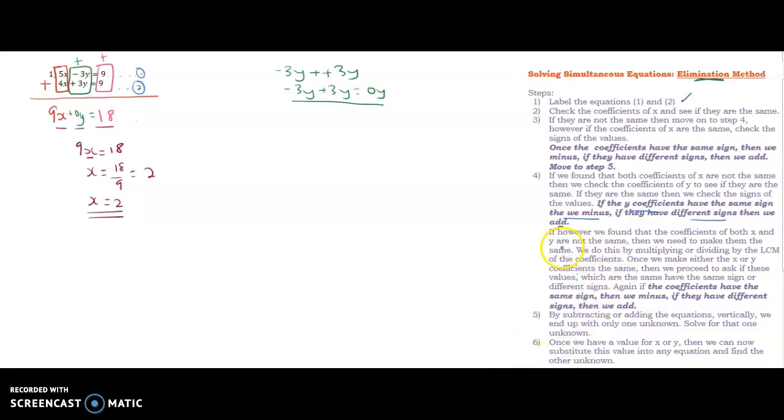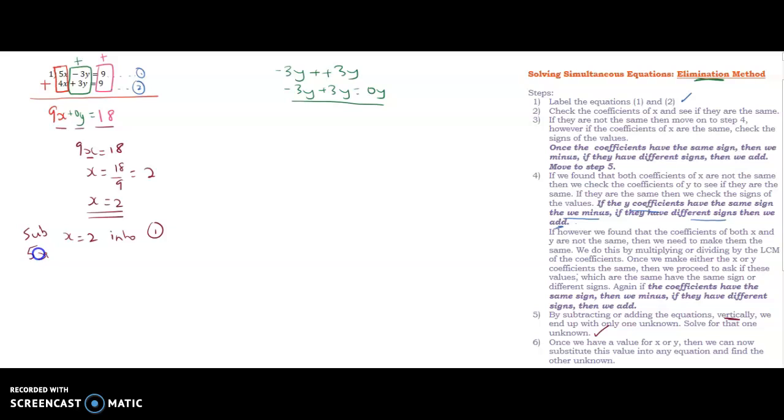So coming down here now, they said, once I'm finished with this point, I go down to this point. By subtracting or adding the equations vertically, which is what we did, we end up with only one unknown. Solve for that one unknown, right? Done. Now, last part, once we have a value of x or y, then we can now substitute this value into any equation and find the other unknown. So I could simply say, substitute x is equal to 2 into equation 1.